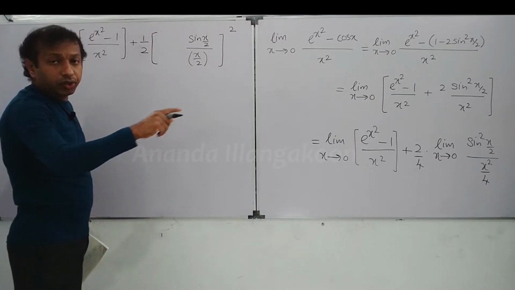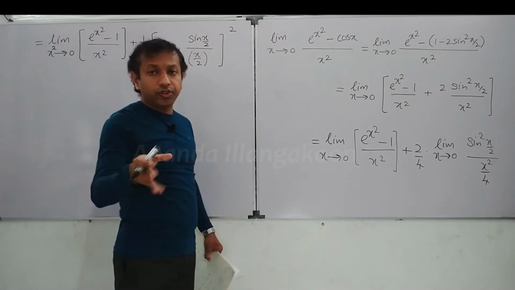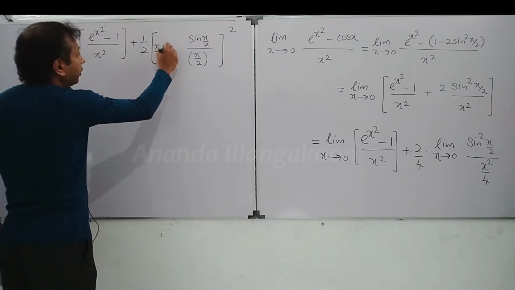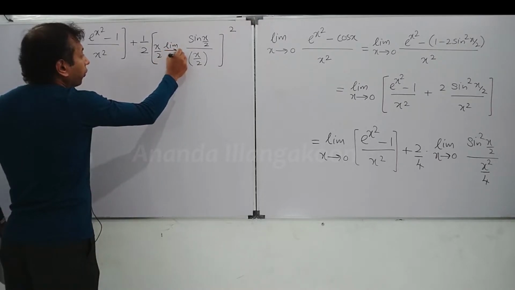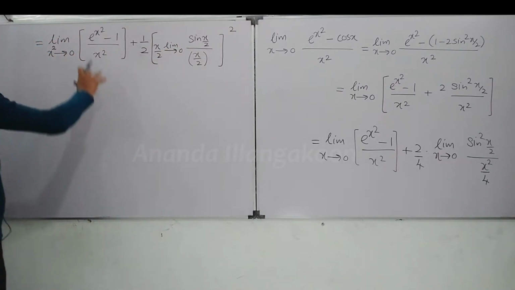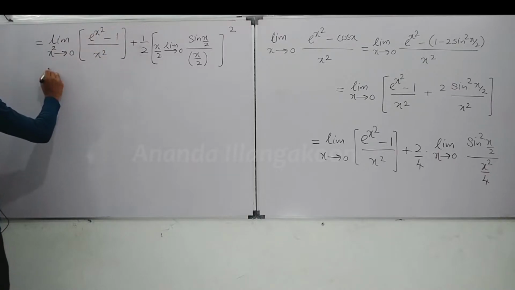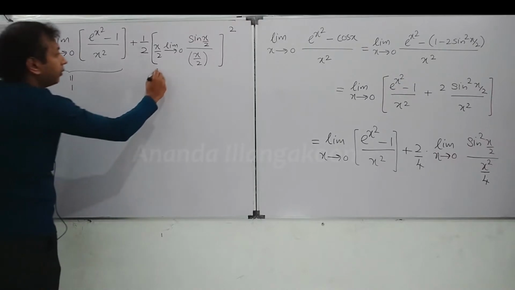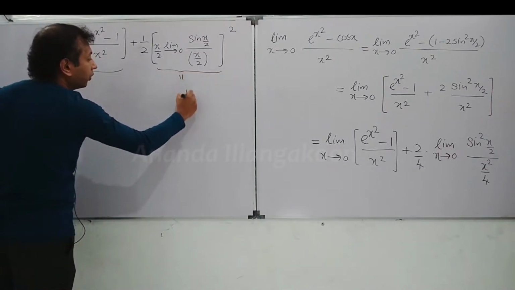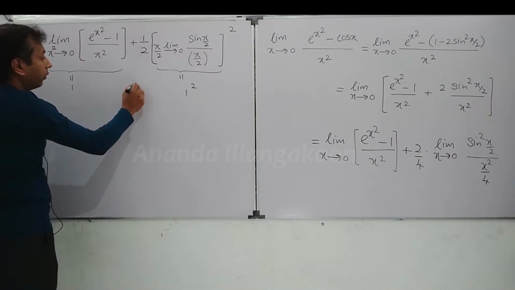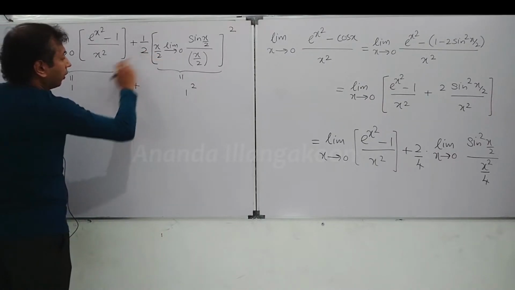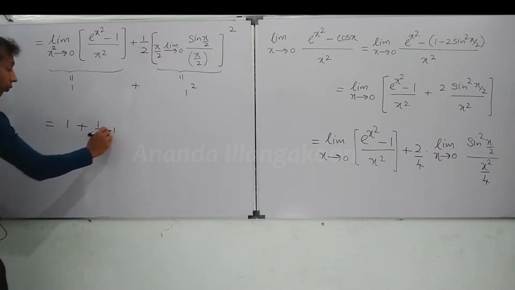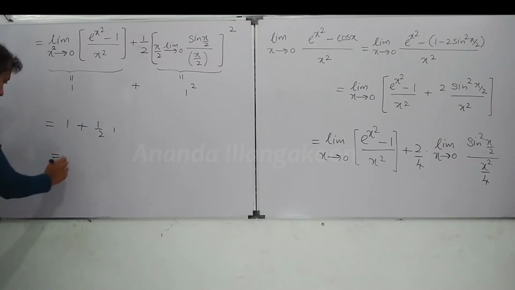And other thing is, as x going to 0, we know x divided by 2 also going to 0. So therefore, I can write here this one as limit x by 2 also going to 0. Then you know this answer is 1. The reason is this is 1 and this also 1. Therefore, here we get 1 squared, and here we have half. Then we get here 1 and half into 1. This is the answer, 3 by 2.